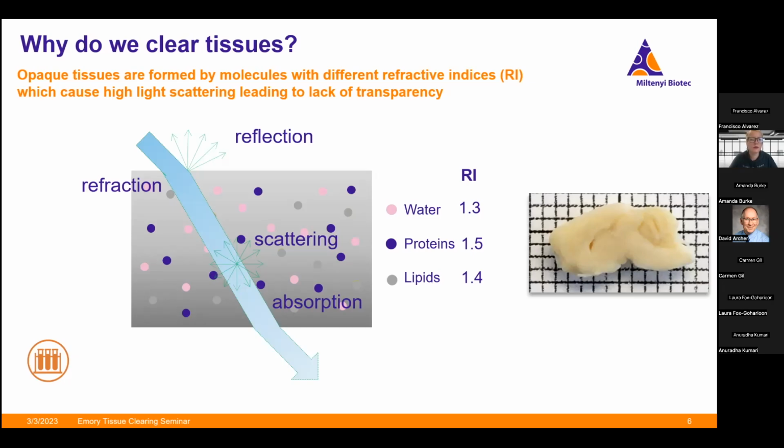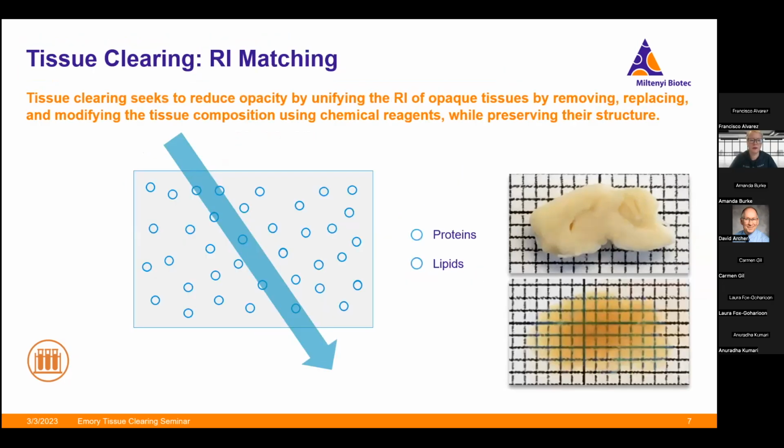So the RI serves to quantify these properties, where the assigned numerical value represents the speed at which light travels through that given molecule. To give you some perspective on the range of refractive index, or the RI, in a biological sample, water has a refractive index of 1.3, proteins around 1.5, and lipids 1.4. This number is an expression of how much slower light moves through the substance compared to that in a vacuum. The higher the number, the slower the light travels through that material.